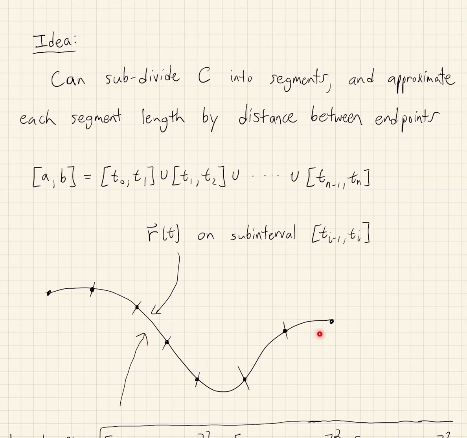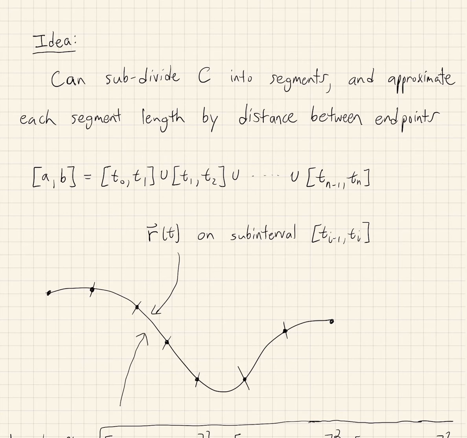Here's your curve C. One way you could try to approximate the length of that curve is to just take the distance in space between the two endpoints. Now, of course, that will always be an underestimate because the shortest distance is the straight line between them. If the curve is straight, you'll hit it spot on, and if it's not straight, the length of the curve will actually be longer, but that'd be an approximation.